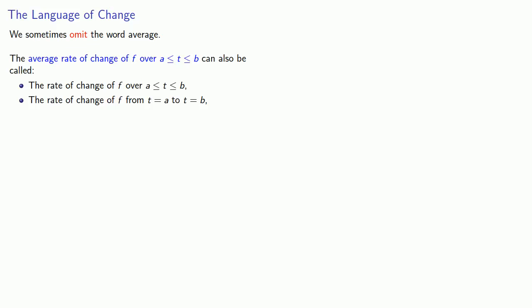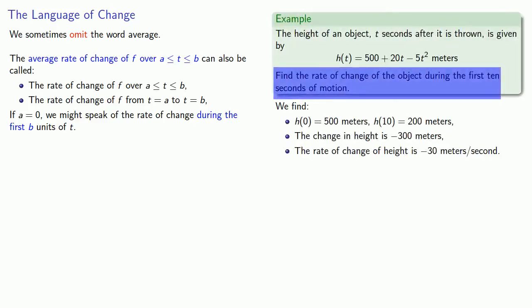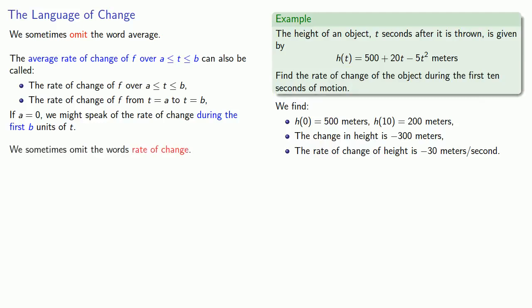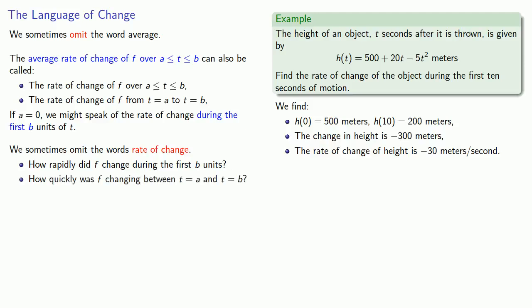And in the special case, if a is equal to 0, we might actually speak of the rate of change during the first b units of t. In fact, we just did. But wait, it gets worse. We sometimes omit the word rate of change. And so we might ask questions like, how rapidly did our function change during the first b units? Or maybe, how quickly was f changing between t equals a and t equals b? And it's important to understand that sometimes we are looking for an average rate of change, but we might not use the word average or rate of change.